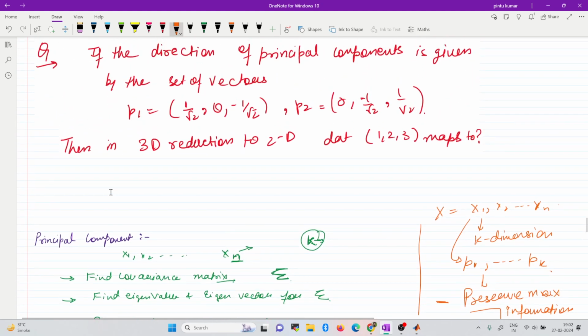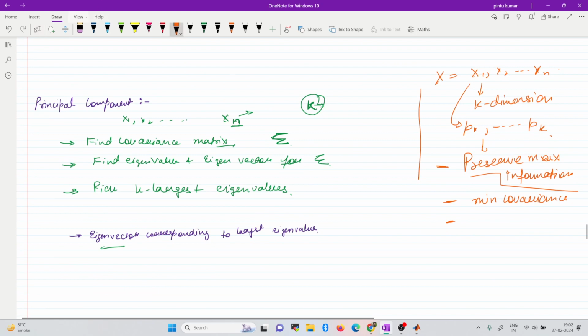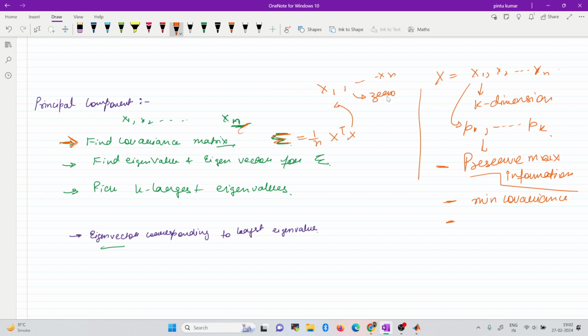Okay. So what is the way to do that? So let's say you have some data point x. So you have some data set with feature x1 to xn. Okay. So first step is that you should find its covariance matrix. Okay. You should find its covariance matrix sigma, that is 1 by n x transpose x, assuming that your x1, x2, xn has zero mean. If it does not have zero mean, you can very easily convert it to zero mean by calculating mean of every column and then subtracting it from that particular column.